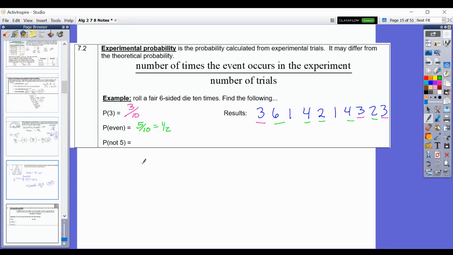What's the probability of not getting a 5? Oh, there's no 5. So what's the probability that I don't get a 5? 100%. Or you can just say 10 over 10, or you put 1. I just kind of like to think about that as I have 100% probability of not getting a 5 because I didn't get one. And that concludes lesson 7.2.